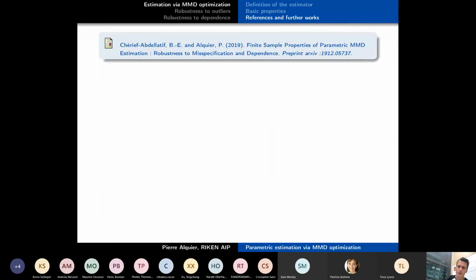I want to focus on something else. I wrote a series of papers on this topic with the co-authors I introduced at the beginning, and I just want to explain very quickly what we did in these papers. In the first one, we studied what I will present later: the robustness to misspecification and to possible dependence, that is, misspecification of the independence assumption.